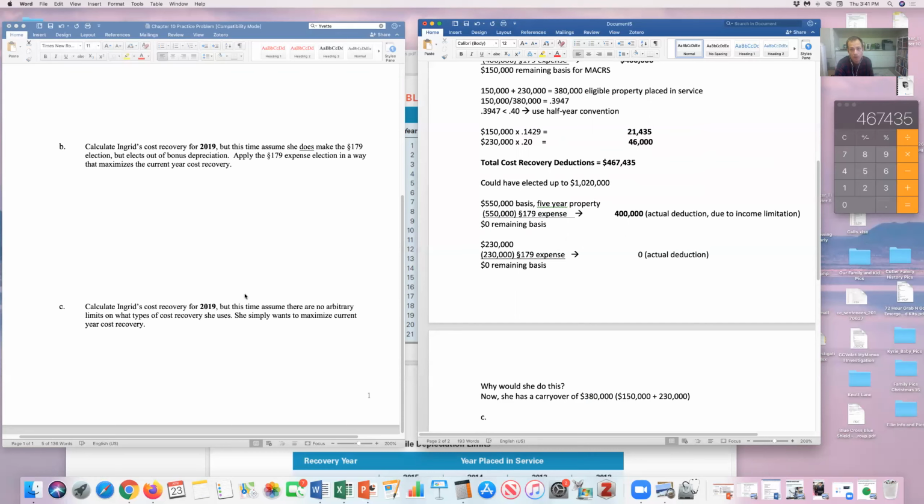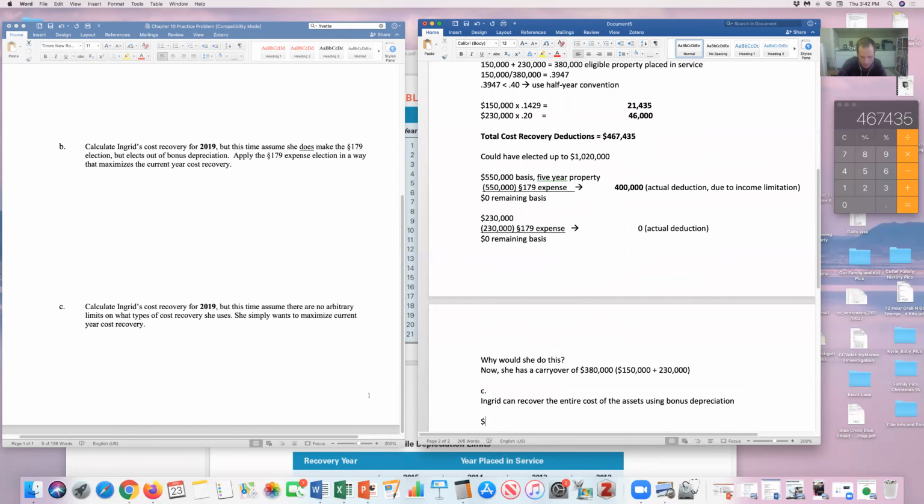All right, so for the last few years, and the next couple years, we've had very generous bonus depreciation. So without these arbitrary limits saying she's not going to use bonus depreciation, Ingrid can recover the entire cost of the assets using bonus depreciation. So if we take $550,000, that was the 7-year property.